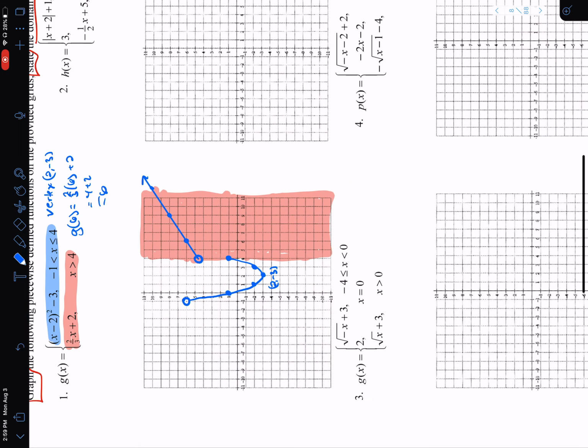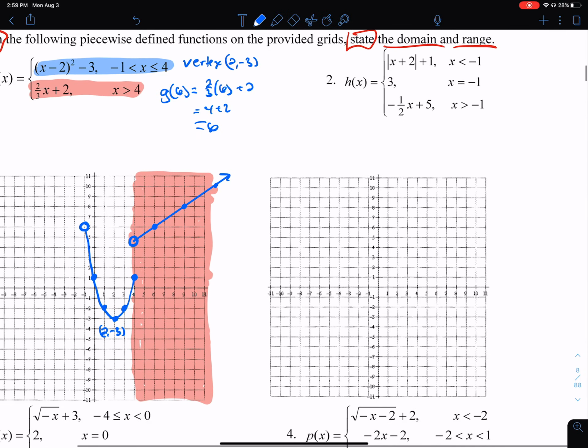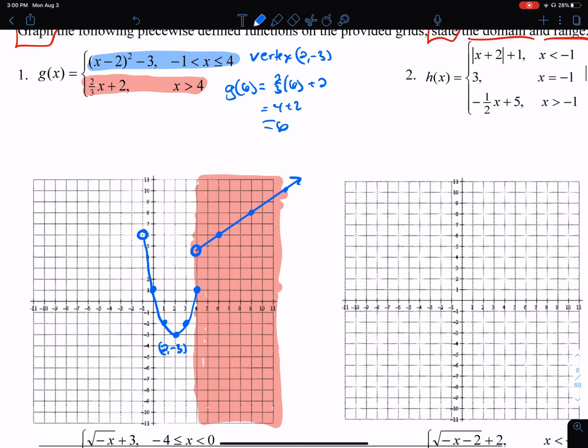All right, number 2 is a little simpler because they're lines, they're linear. Well, I guess there's an absolute value in here. Oh, we didn't finish number 1. State the domain and the range. Domain, what can you put in for the x values? Well, the domain starts at -1, goes to 4, it includes 4, and then it goes to the right. So the domain is going to be not including -1, going to the right forever. That's a -1 to infinity.